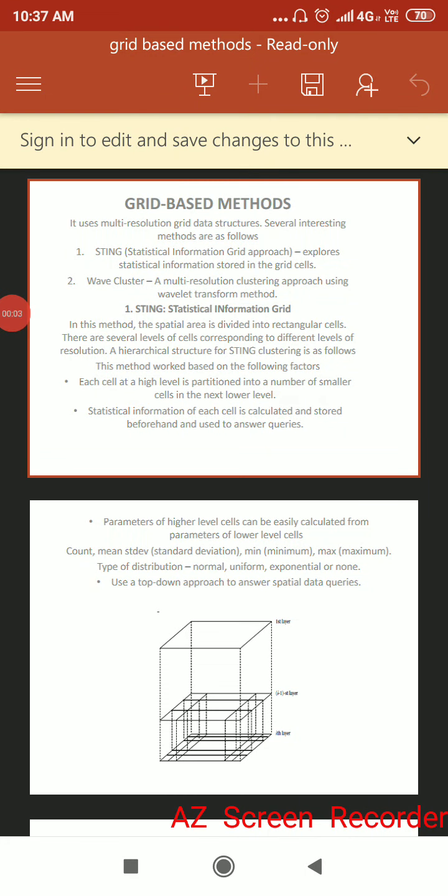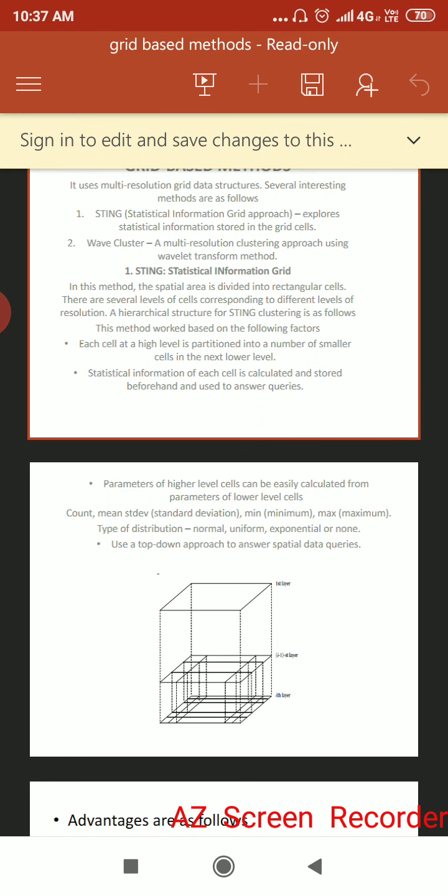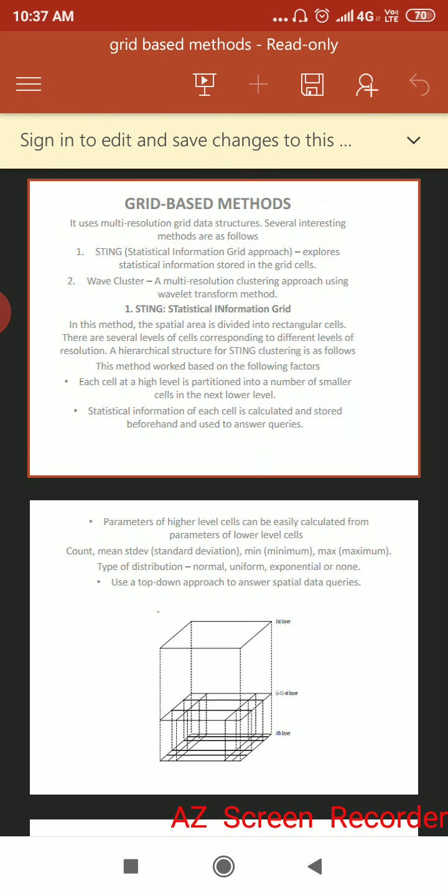Good morning, students. The next topic is the grid-based method. In previous videos, we covered two methods: the partitioning method and the hierarchical method. In the partitioning method, we have two algorithms, k-means and k-medoid. In hierarchical clustering, we have four methods: first, agglomerative and divisive; second, BIRCH; third, ROCK; and fourth, Chameleon. So the third method is grid-based methods.